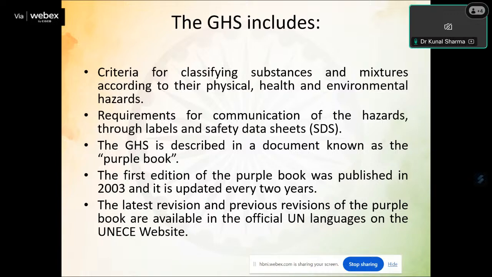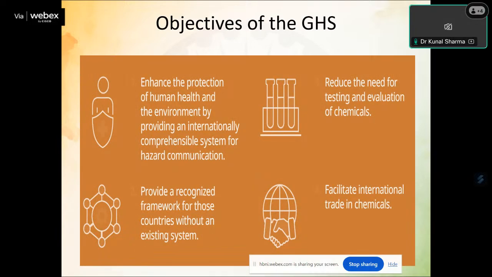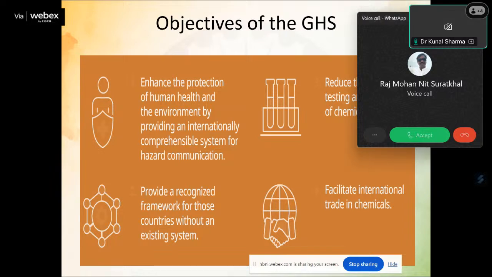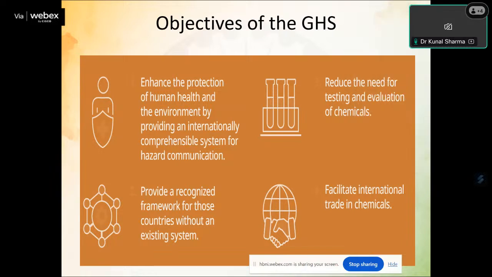But the important point is that we should understand that this system is very important and prominent to understand the nature of the chemicals and their classification depending on the nature of the properties. So what are the objectives of the GHS? You can see in this figure. First is to enhance the protection of human health and the environment by providing an internationally comprehensible system for hazard communication, because it is very much required that GHS should be there, and we have to focus on the enhancement of protection of human health. If we are able to safeguard human health and the environment, we can easily mitigate the impact of the chemicals.